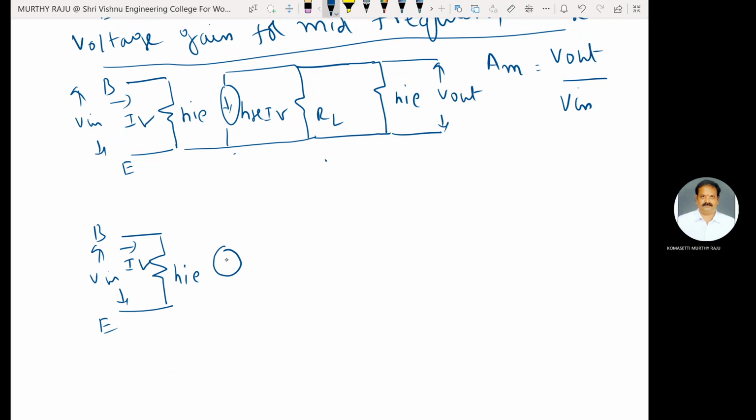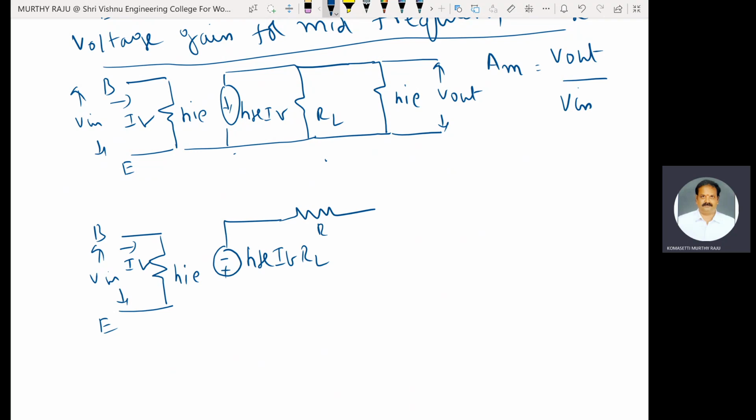Therefore, we use minus plus HFE IB into RL. This series resistance RL is in series. The current source value is HFE IB, and RL. These two are connected in parallel. This parallel combination is replaced with a voltage source in series with resistance. That is, the voltage source value is the current source into the load resistance. That means HFE IB into RL, and RL.